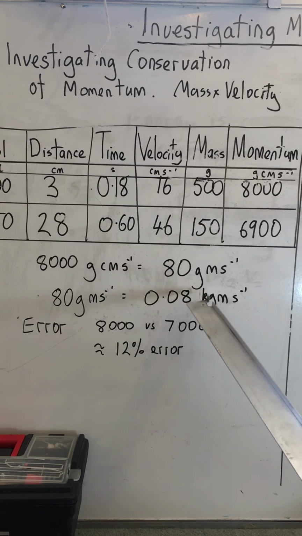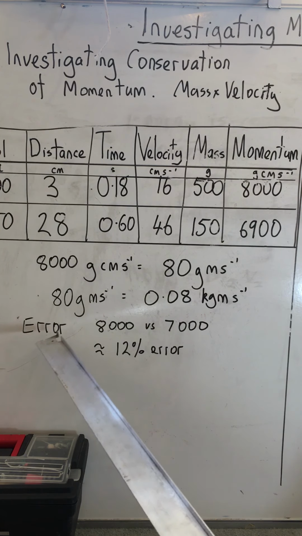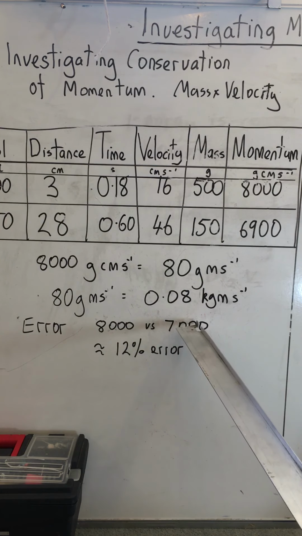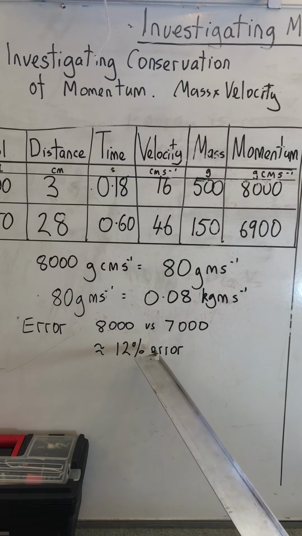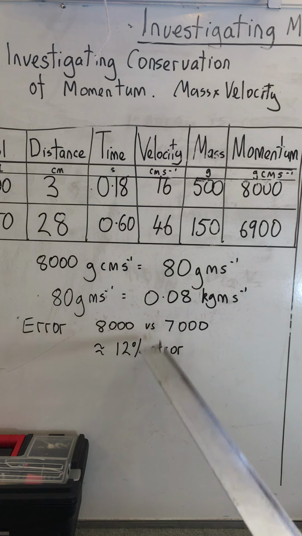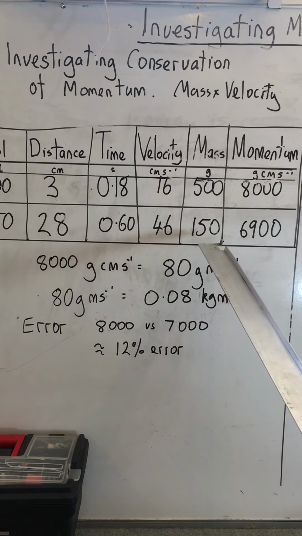And you've got to be conscious that they're going to ask you to do this. It's easy to do in steps. And so in my experiment, approximately 8,000 versus 7,000, it's about a 12% error. It's probably too high to be acceptable today, but I'm showing you real results from a real experiment.